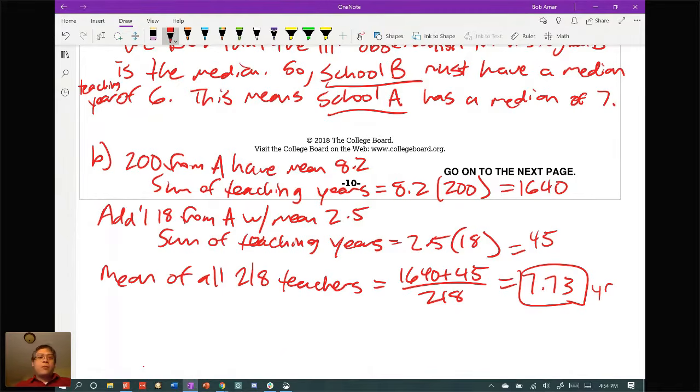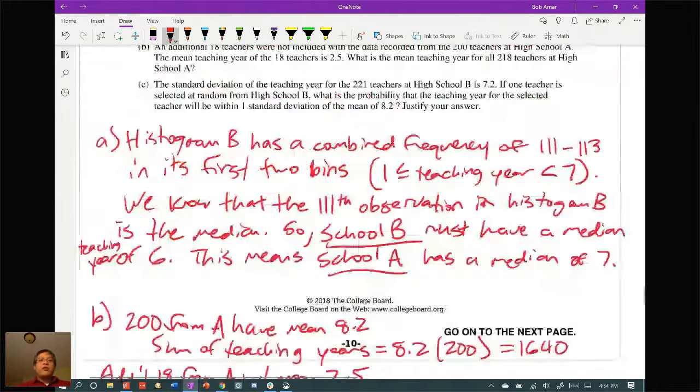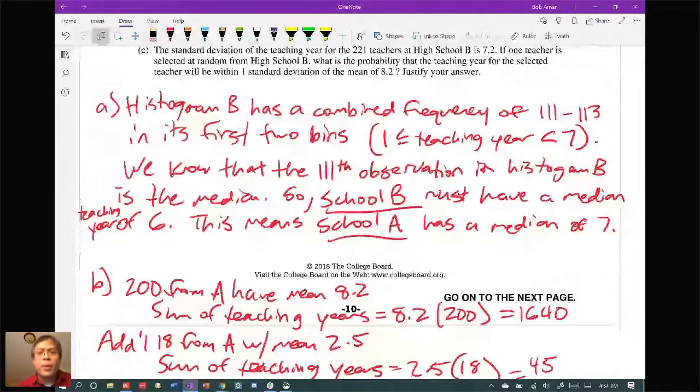That's part B. Part C. The standard deviation of the teaching years for the 221 teachers at high school B is 7.2. If one teacher is selected at random from high school B, what is the probability that the teaching year for the selected teacher will be within one standard deviation of the mean of 8.2?